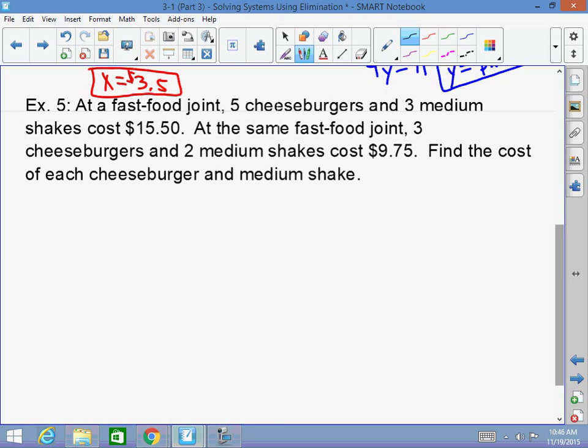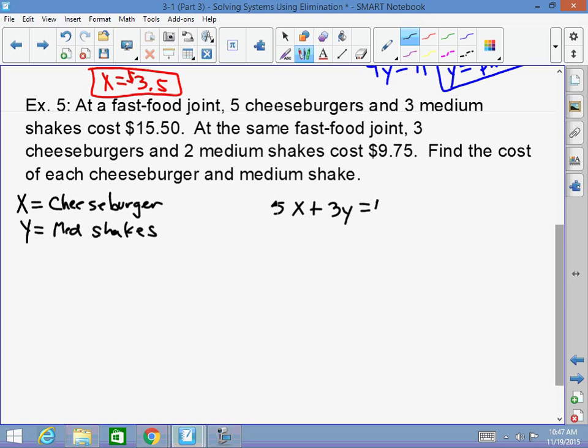What's the first thing we want to do? That's right. Who do you want to call X? Okay, the number of cheeseburgers. Very good. What do you want to call Y? Okay, the medium shakes. Okay, cool. What are my equations? 5x plus 3y equals 15.50. Very good. And second equation? 3x plus 2y equals 9.75. Beautiful.